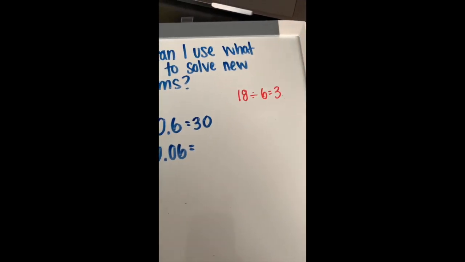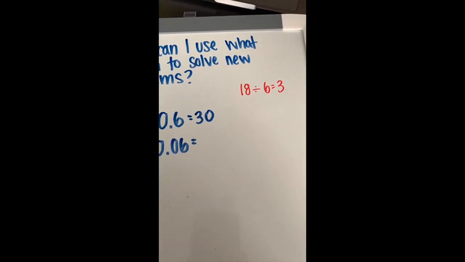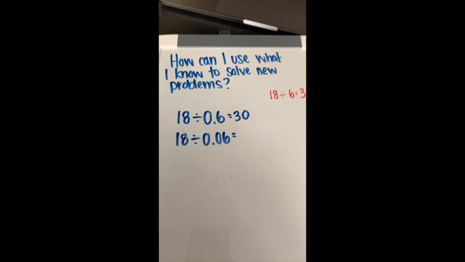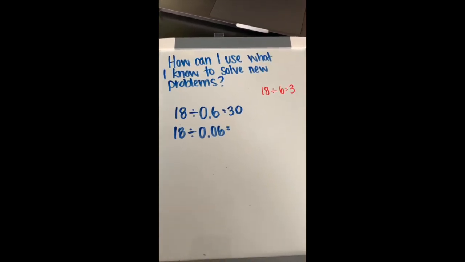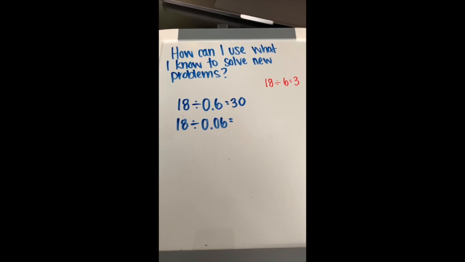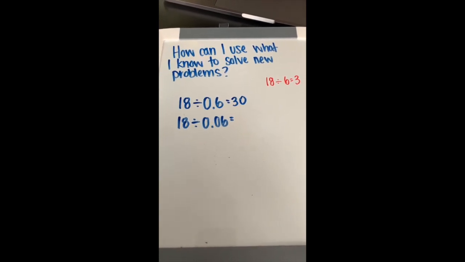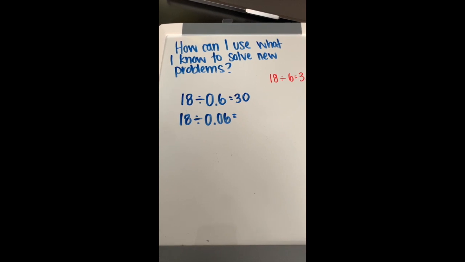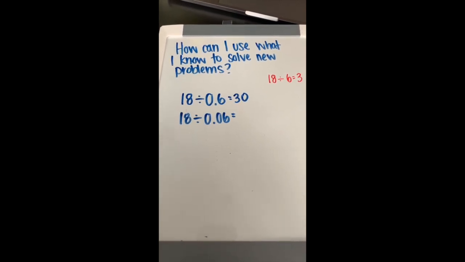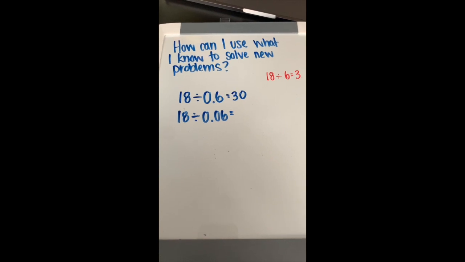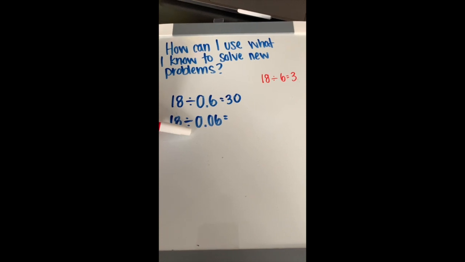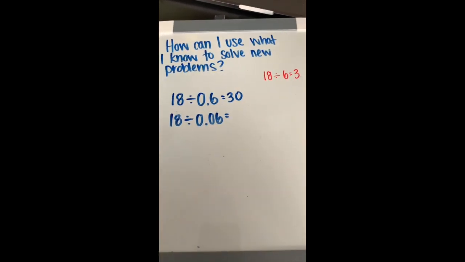I kept the problem that I started with over here, 18 divided by 6 equals 3, because that helped me solve 18 divided by 6 tenths, and I have a feeling it's going to help me solve 18 divided by 6 hundredths. I'm thinking that I know my answer, my quotient, is going to be related to 3, because 18 and 6 and 6 tenths and 6 hundredths, they're all related. The 6 is just getting smaller by powers of 10. So here it got 10 times smaller. Now it's 100 times smaller than 6.